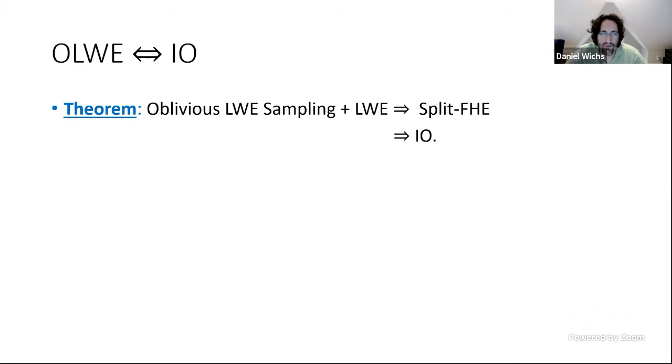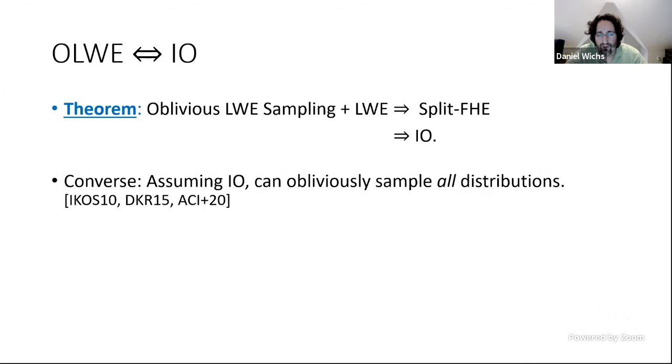Now, you might think that maybe oblivious LWE sampling is in some sense overkill for IO. Is it something you can even hope to achieve? So the good news is that there's actually also a converse. Assuming IO, we can actually obliviously sample not just from the LWE distribution, but from all distributions in a very strong sense, even much stronger than this kind of oblivious LWE definition that I showed you. So that shows that IO implies that oblivious LWE sampling has to be possible.